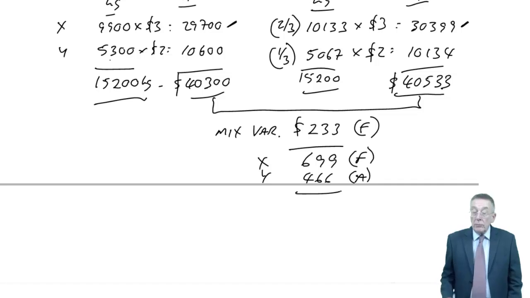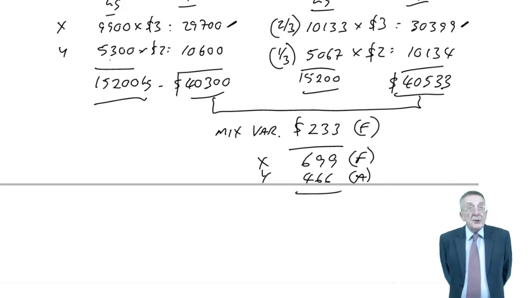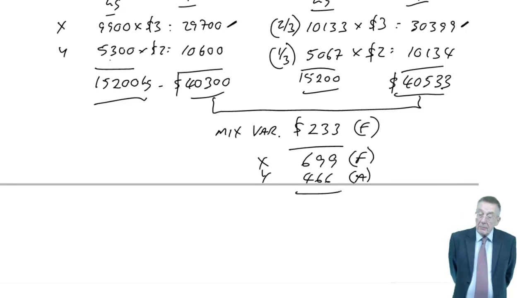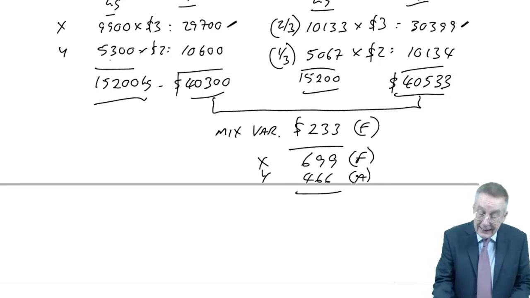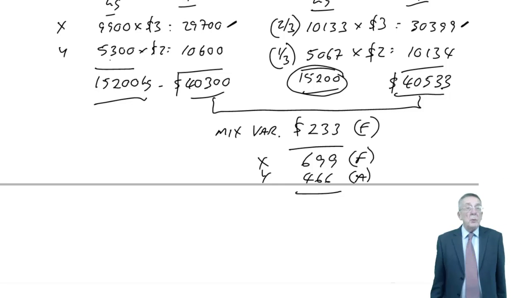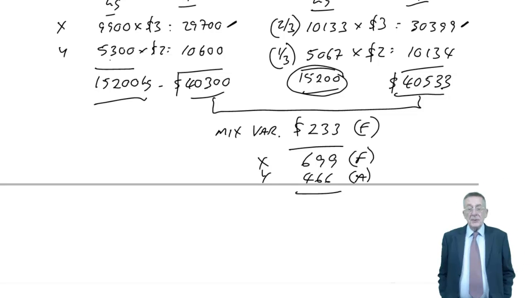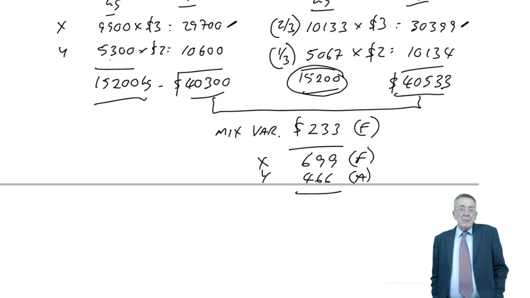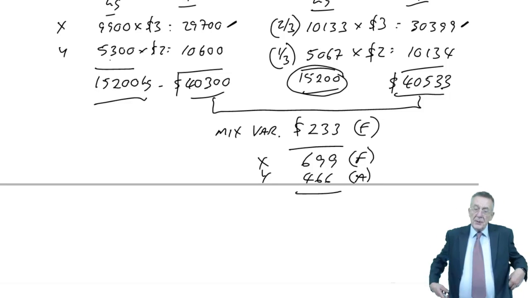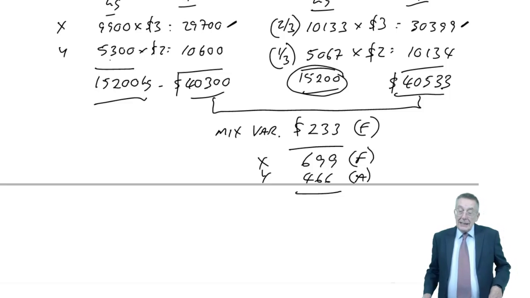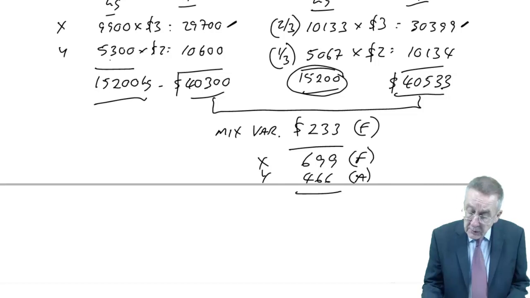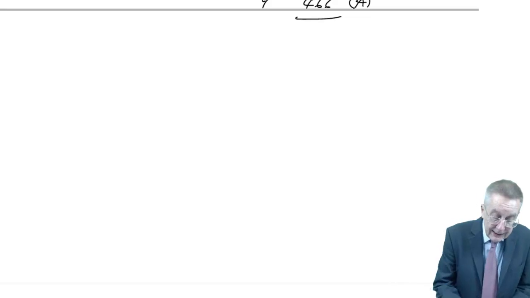Anyway, we're not there yet. There's one more. We dealt with price, so I'm no longer worried about that, standard cost of $3, $2. We dealt with the mix, so I'm no longer worried about that problem. But the problem left is that in total we did use 15,200 kilos. Was that more or less than what we should have used? I'll show you what I mean. This last one we call the yield variance.